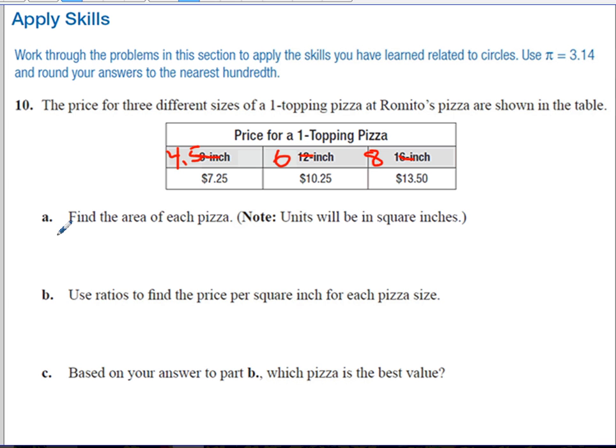And so for our small pizza, we have our area equals pi, which is 3.14, times radius squared, which is 4.5 to the 2nd power, and so when we do our calculations, we get that the area of this pizza is 63.59, and that is in square inches.